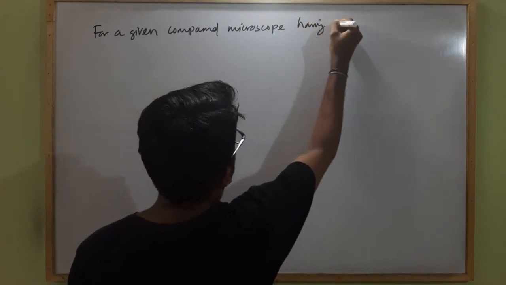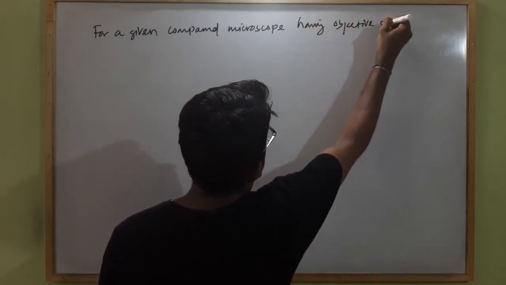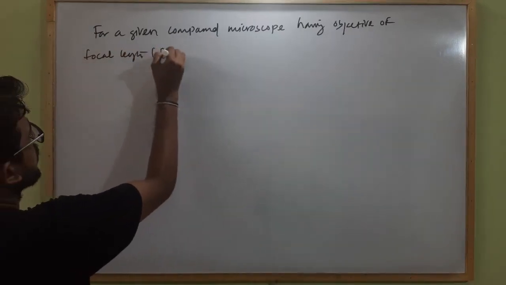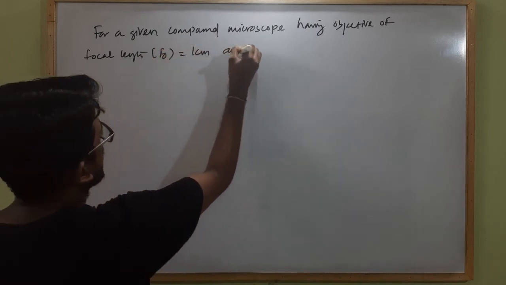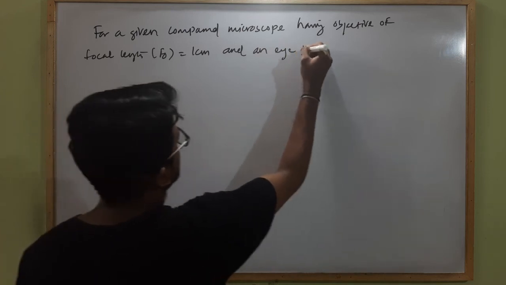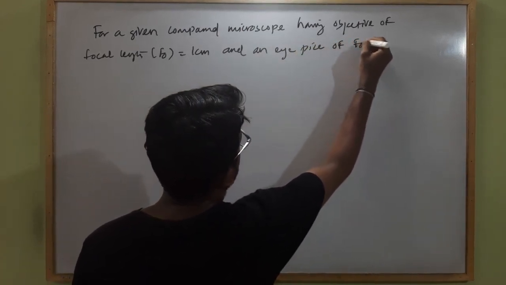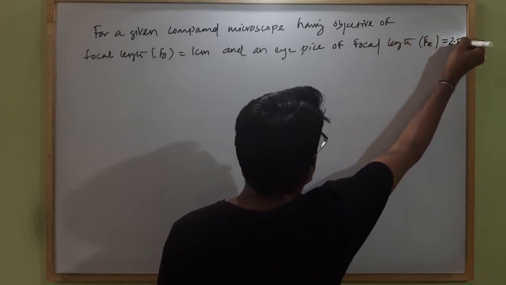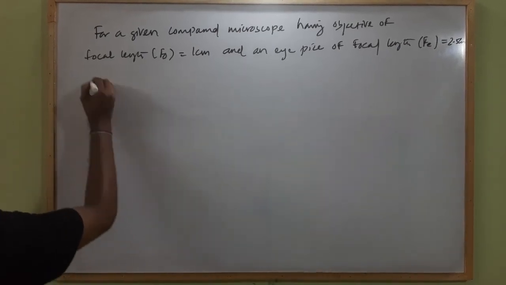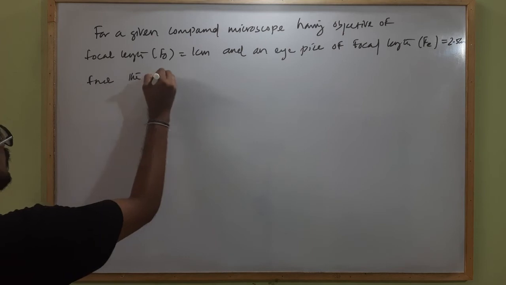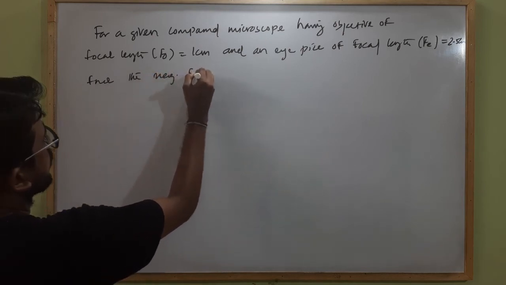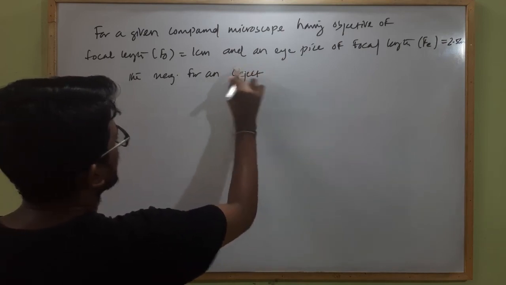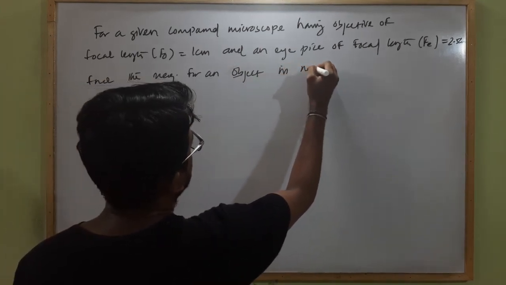Having an objective of focal length, that is F naught 1 centimeter, and an eyepiece of focal length, that is Fe 2.5 centimeter. Find the magnification for an object in normal adjustment.